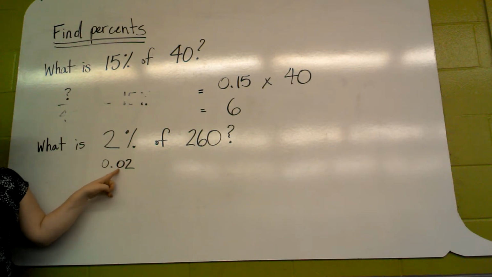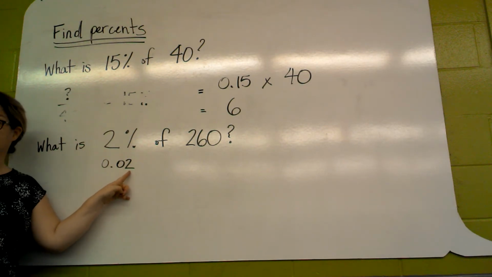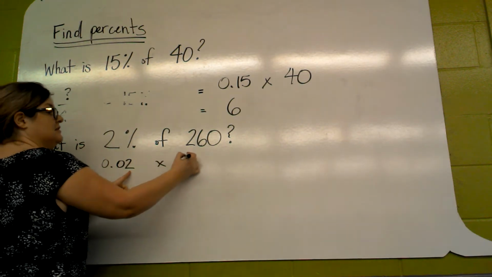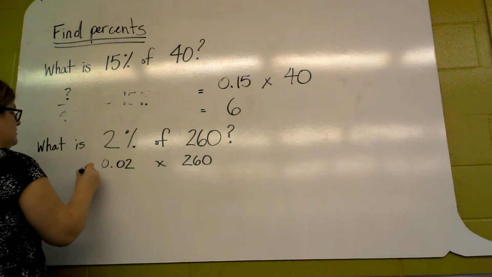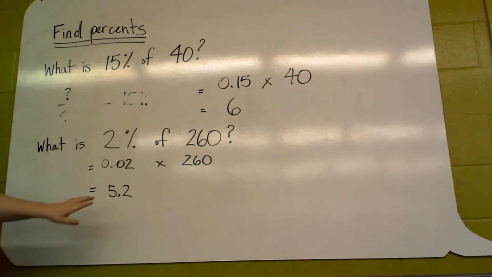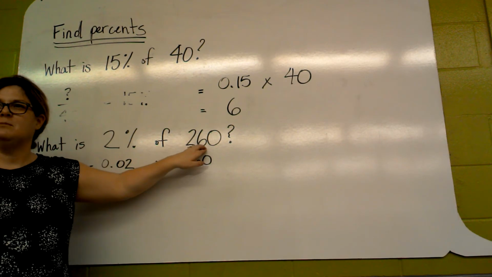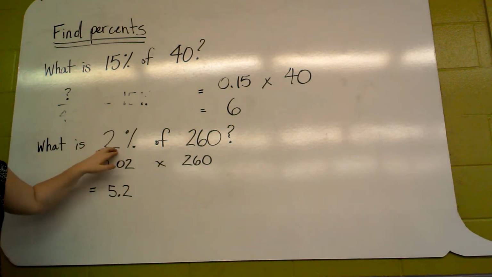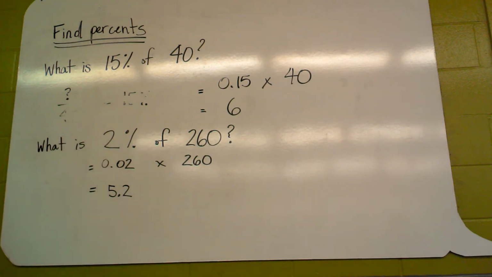And remember, the first column would be 2 out of 10. We want 2 hundredths times 260. Five decimal 2. So if this kid, this student, got 5 out of a possible 260 marks, his report card would say he got 2%. Whew. We're not going to see any of those.